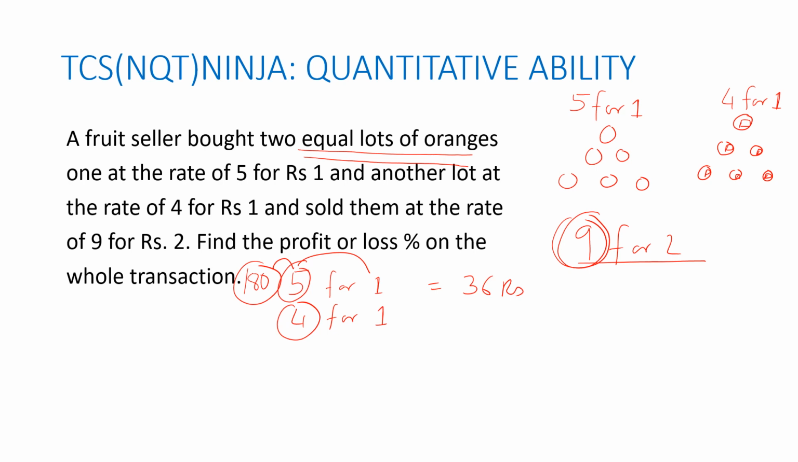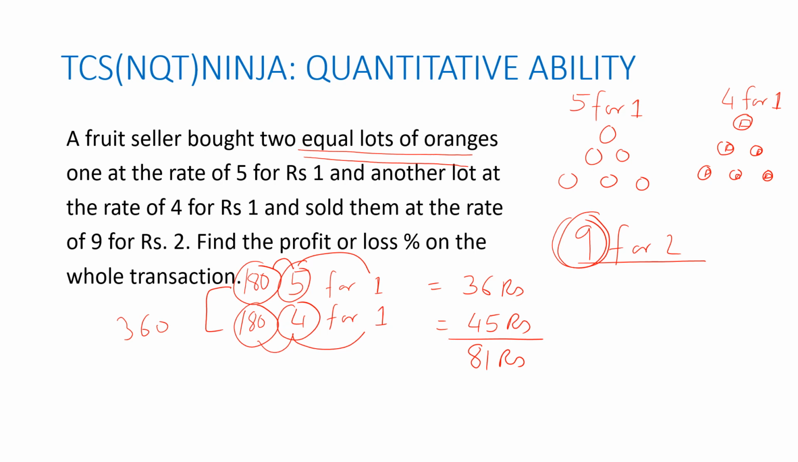You're buying 5 for 1 and you need to buy 180 of them. So you would be spending 36 rupees. Now, similarly, if there is an equal lot of 180 oranges over here and you're buying 4 for 1, you would be spending how much? You would be spending 45 rupees. So the total cost incurred is going to be 81 rupees. For 81 rupees, you have bought 360 oranges, 180 of a kind and 180 of another kind.